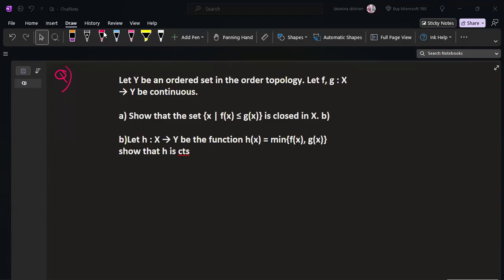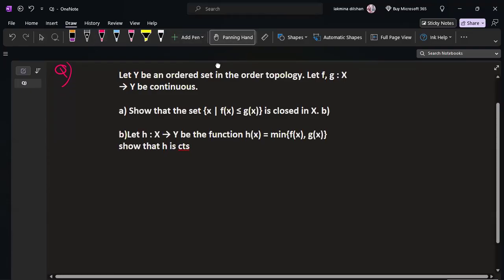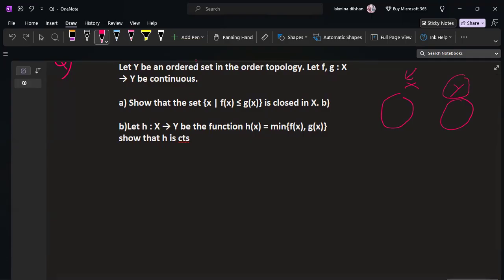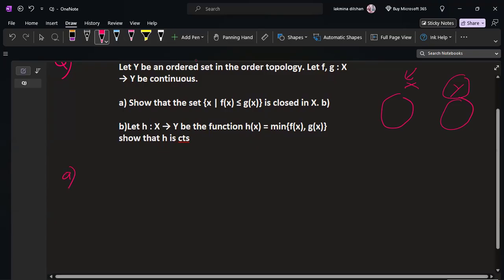Okay, first of all, let us try to understand what this set is. Here there are two spaces actually, X and Y, two topological spaces. We don't know about the topology in X, but we are given that the topology in Y is the ordered set topology. So we have to take that fact into the proof. In part A, we basically go with the flow.